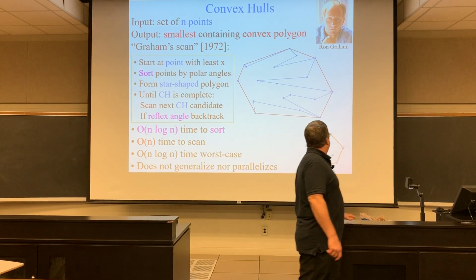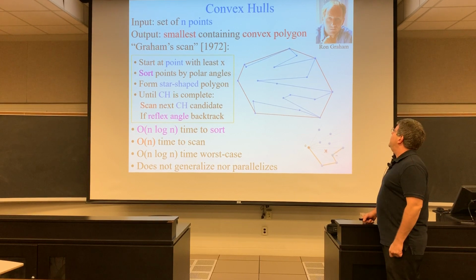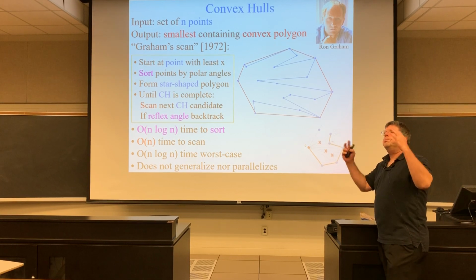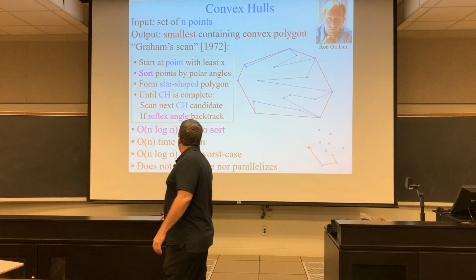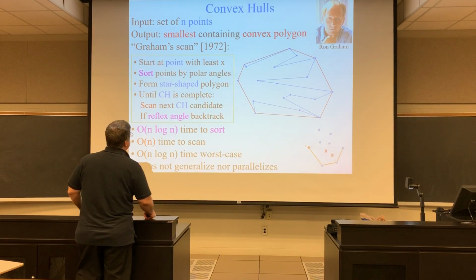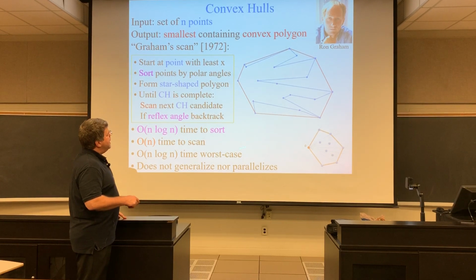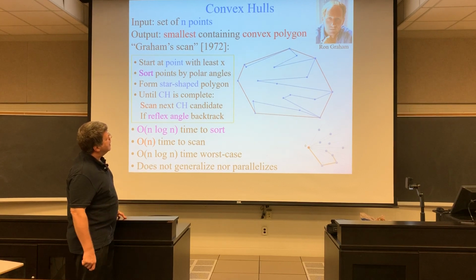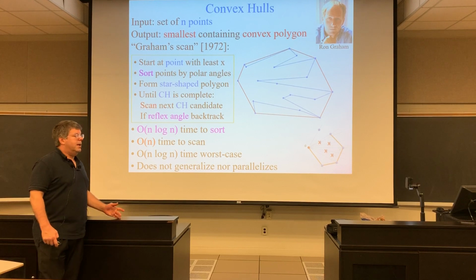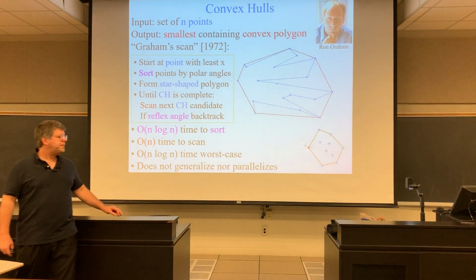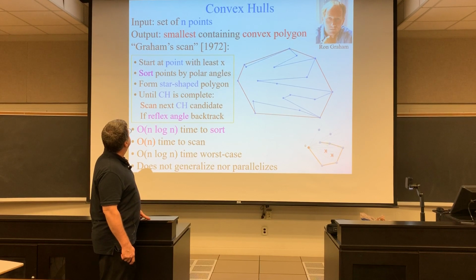And a drawback here is that this algorithm doesn't generalize to higher dimensions, because how do you sort points by polar angle if you're in 3D or 5D? Not so easy, not so clear how this kind of sorting is even defined in higher dimensions. It doesn't parallelize either, because this scanning is a linear kind of operation. So if you have multiple cores, it's not going to help you here, at least not in an obvious way. So that's Graham scan.